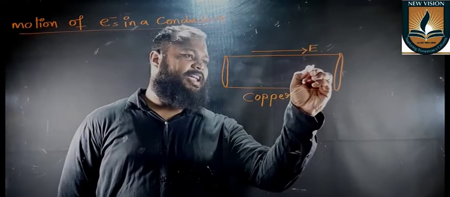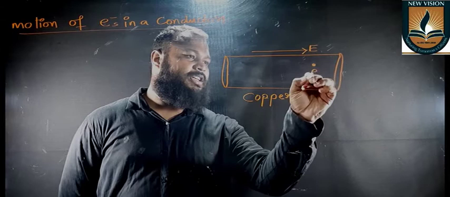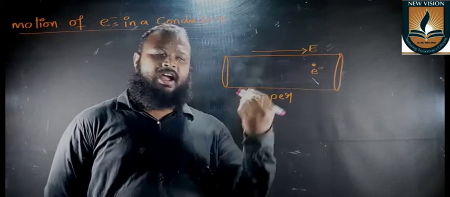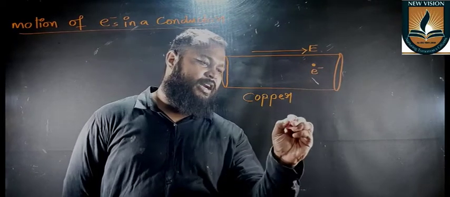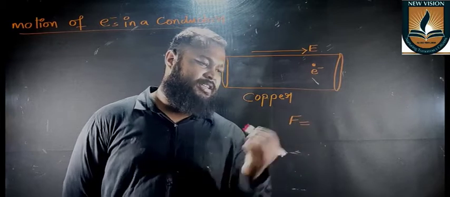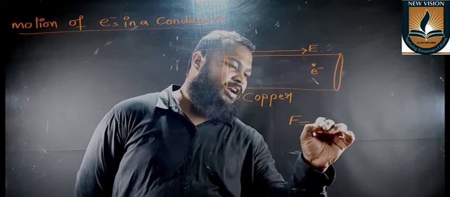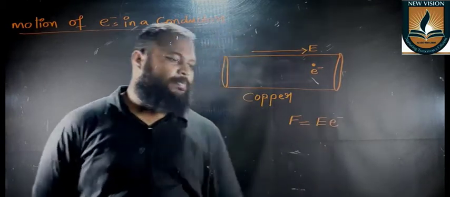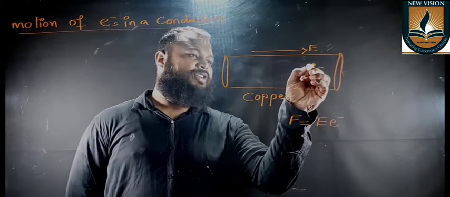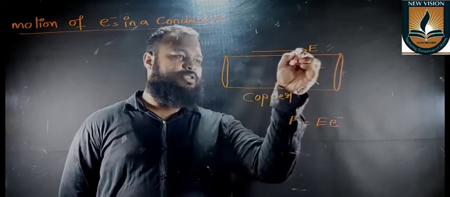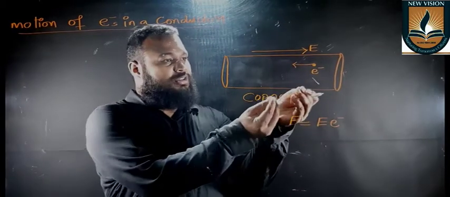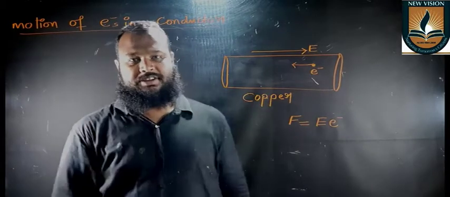So let's say here is an electron. The charge of the electron is negative. Hence, the force acting on the electron is in the opposite direction, and the force is F equal to electric field into charge. So the direction of force on this electron is opposite to the direction of the electric field. So electrons try to move in this direction.